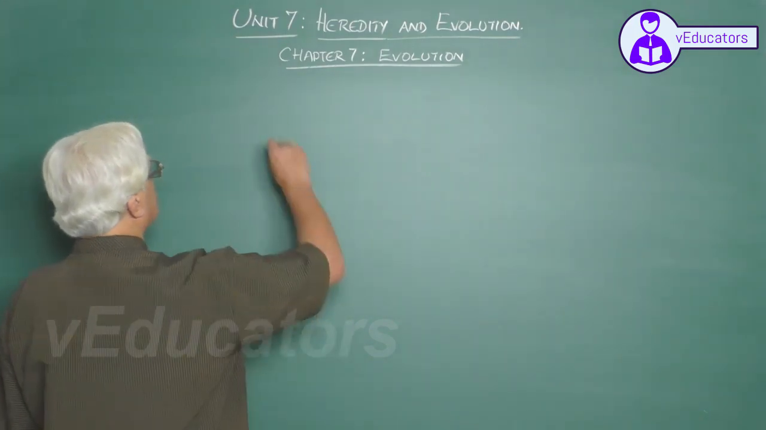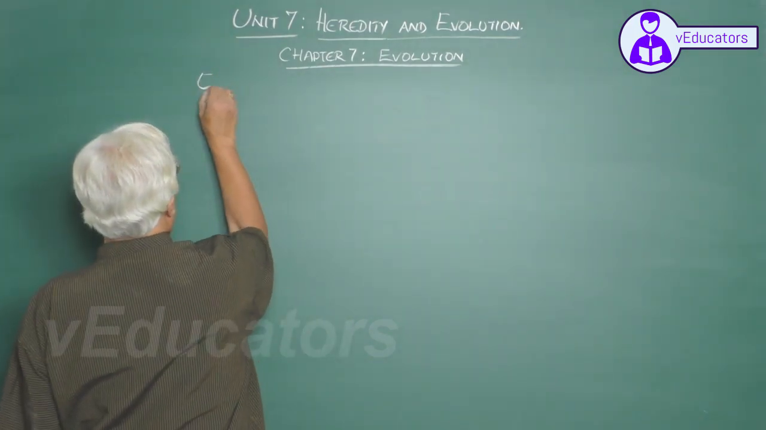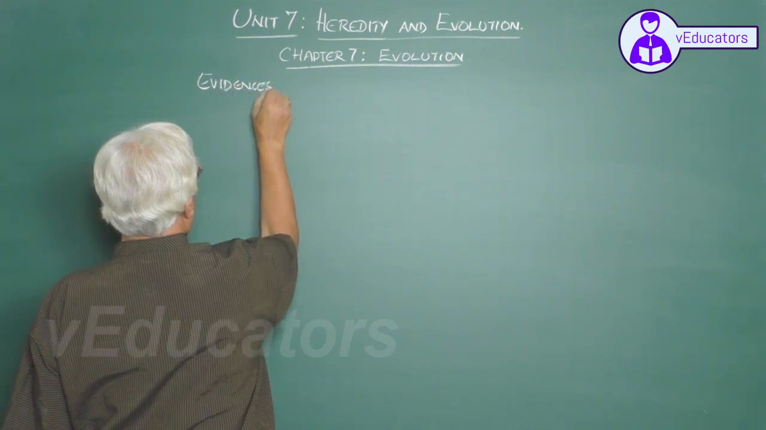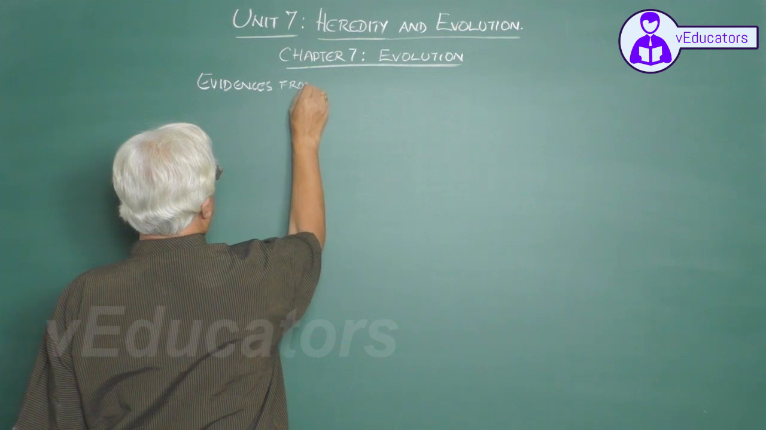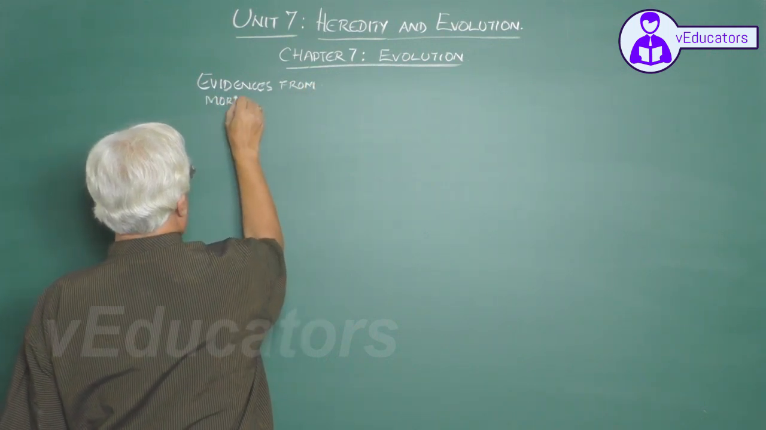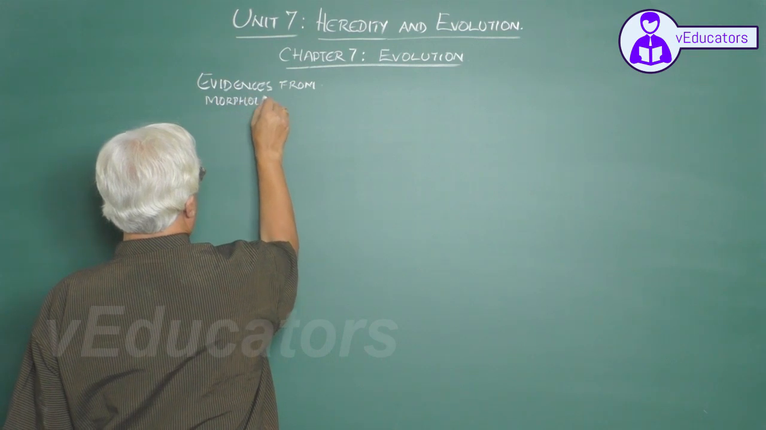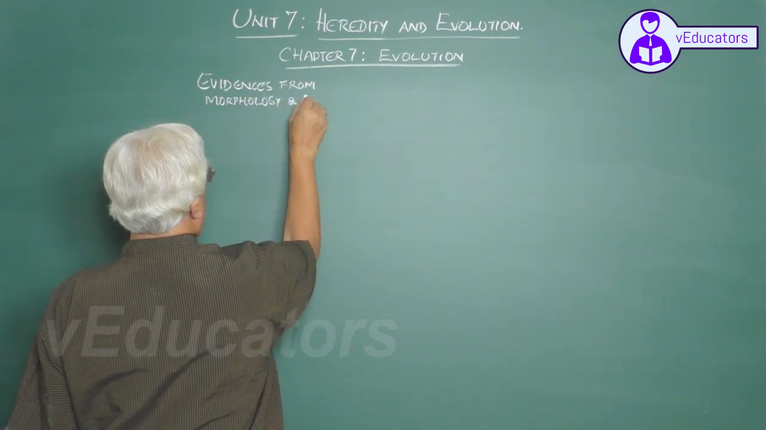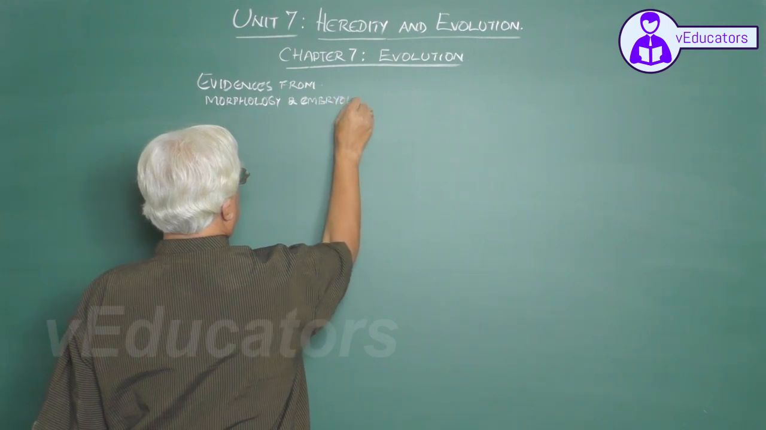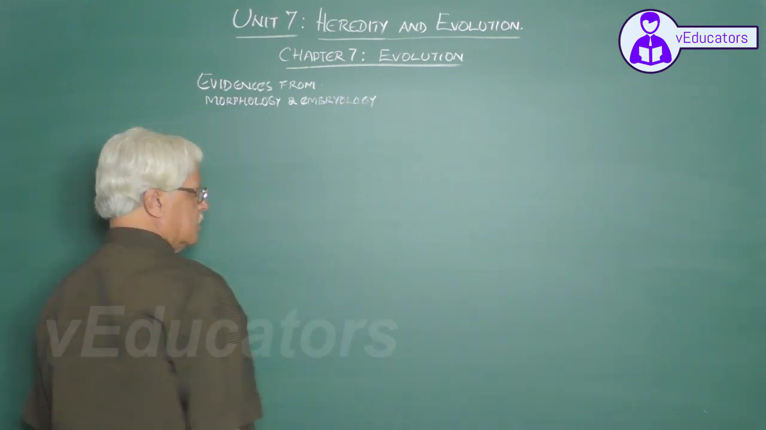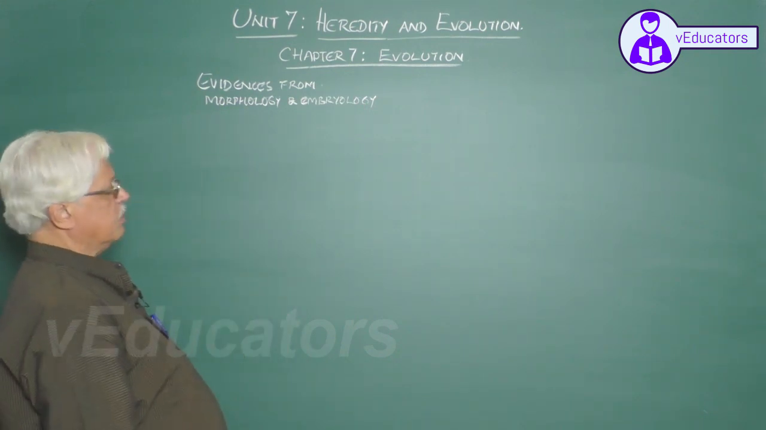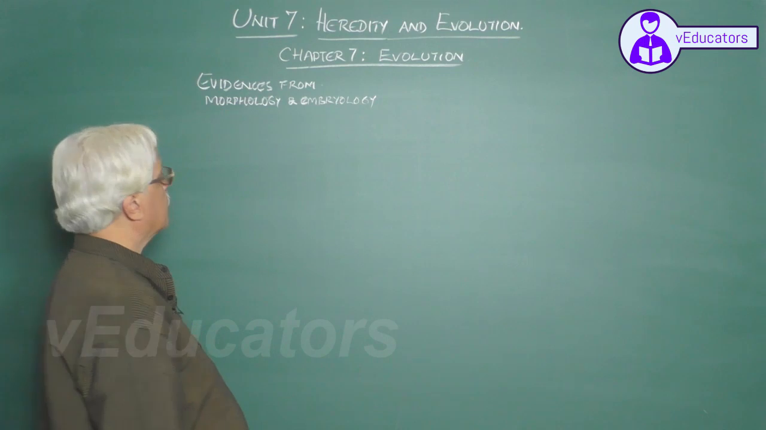So far we have seen evidences from branches like morphology and embryology. Mainly we examined evidences from these branches, and also I told you there are evidences from branches like taxonomy, physiology and so on.